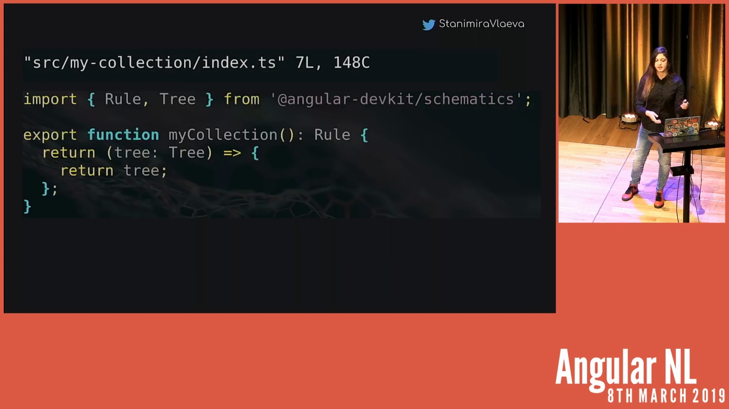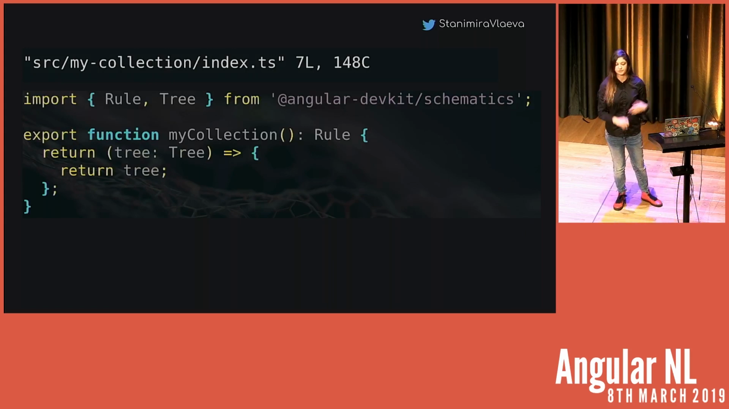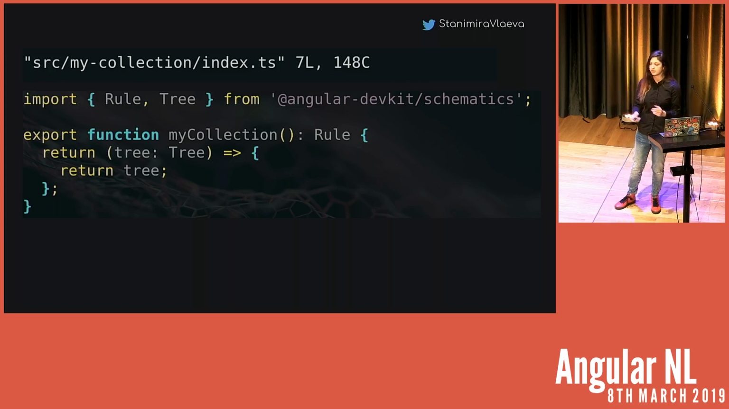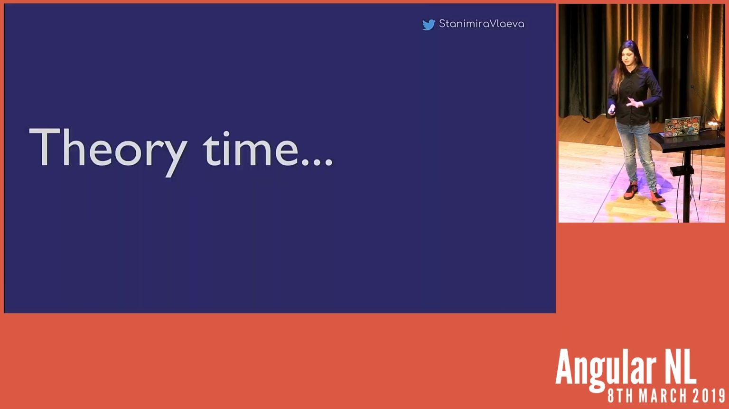And that file here, my collection index.js, has a function. And in order to explain that function, which looks kind of weird, it's a function that returns some tree and so on. Let's take a break and talk about schematics theory for a second.